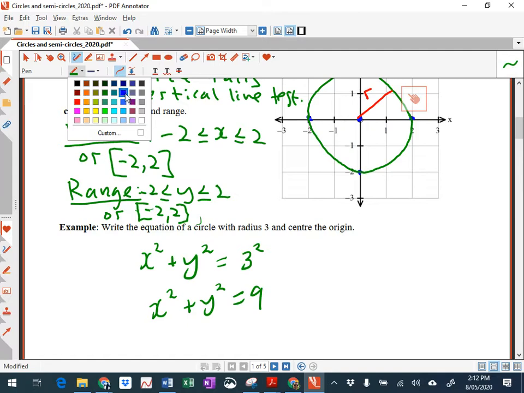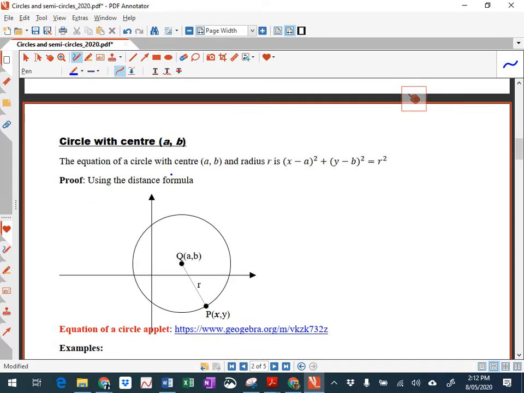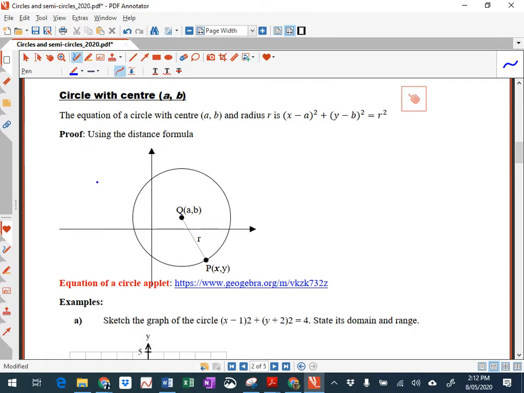Okay, next question. What about a circle with centre a, b? So what if it's not the origin? Okay, so here we have a circle with centre a, b. The equation of the circle with centre a, b and radius r is this: x minus a all squared plus y minus b all squared equals r squared.